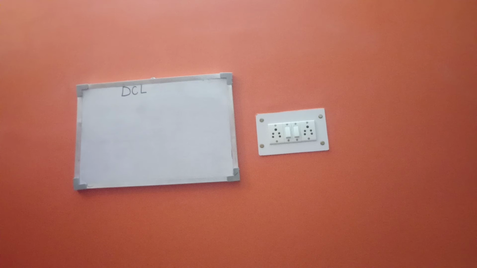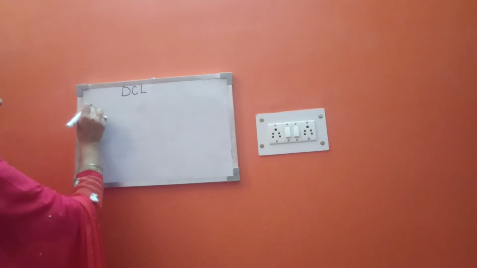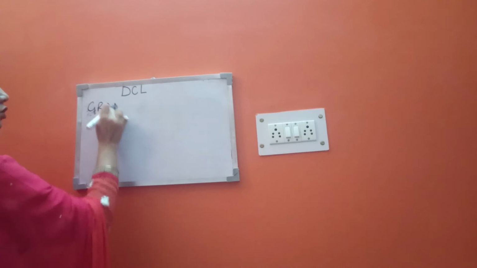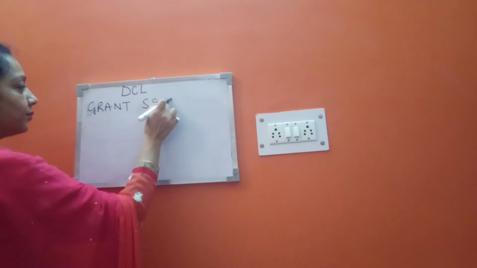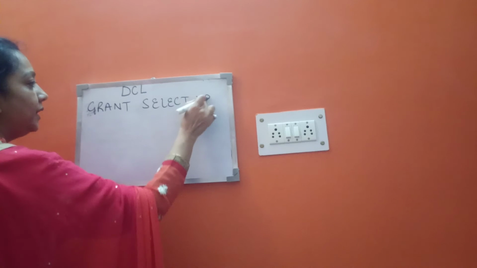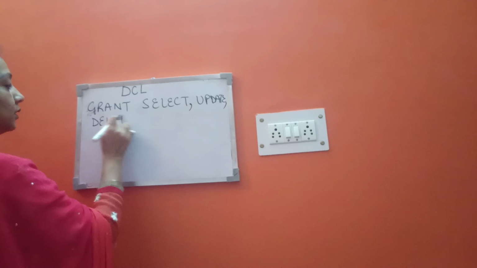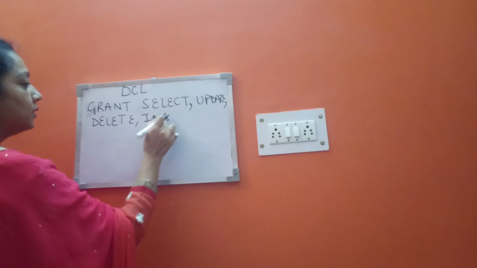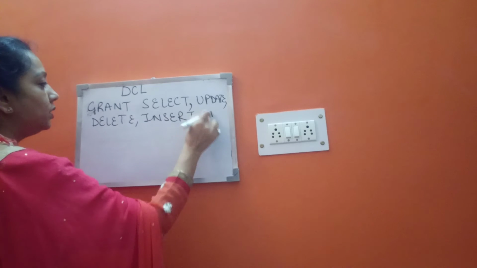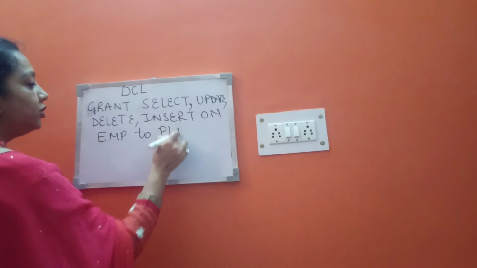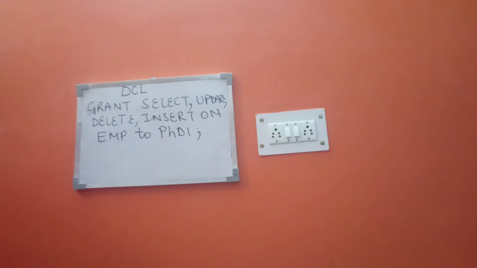Now for example, I want to assign the user various other kinds of permissions also. I say not just select, but other permissions also should be granted to this user. So what will I write? Grant select, comma update, comma delete, comma insert on EMP to PhD1. Now I think that this user should be provided all these permissions.